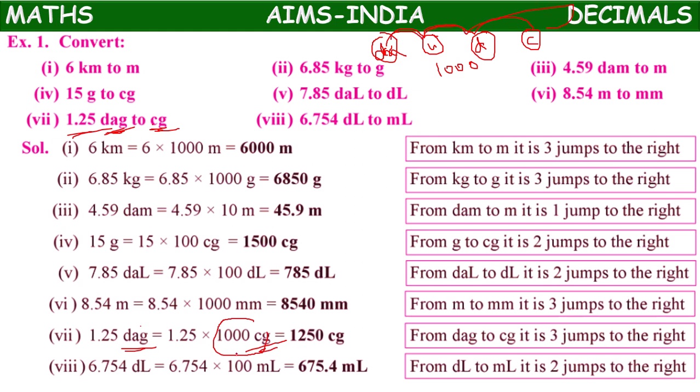So here 1000 is there. So what happens to the decimal point? 1 place, 2 places. In the third place there is nothing, 0 we have to take. 1250 centigram. Next.